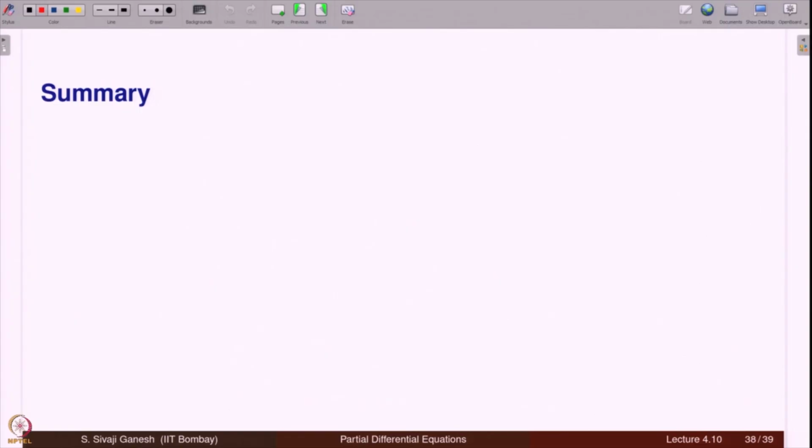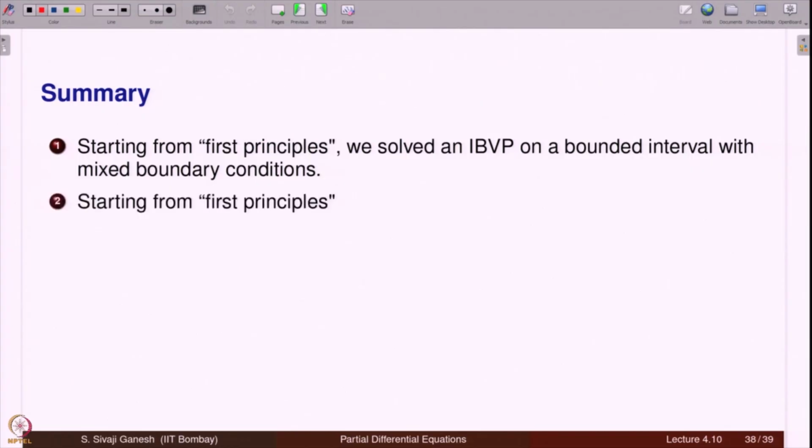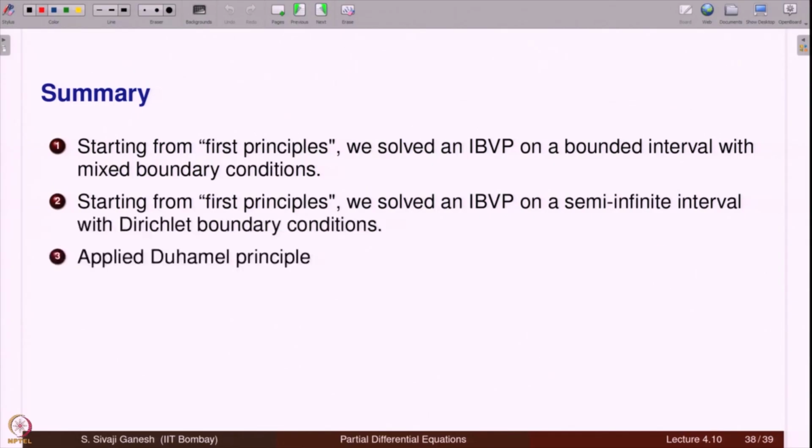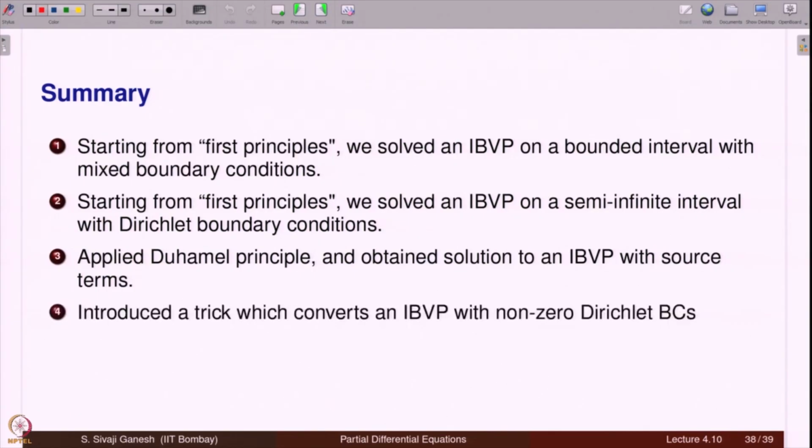Okay, let us summarize what we did in this tutorial. Starting from first principles, we solved an IBVP on a bounded interval with mixed boundary conditions. Starting from first principles again, we solved an IBVP on a semi-infinite interval with Dirichlet boundary conditions. We applied the Duhamel principle and obtained the solution to an IBVP with source terms. We introduced a trick, in problem 1, which converts an IBVP with non-zero Dirichlet boundary conditions to an IBVP with zero Dirichlet boundary conditions. Thank you.